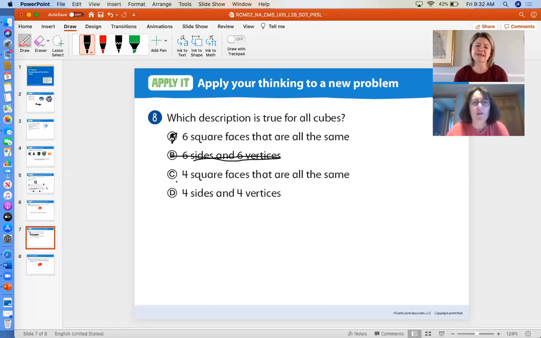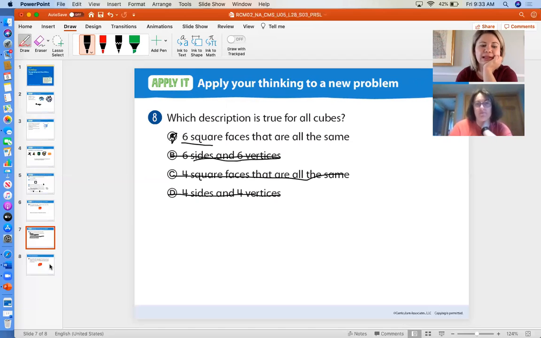Do all cubes have 4 square faces that are all the same? What did we say up here? They have 6 square faces. So we know that this can't be true. Do they have 4 sides and 4 vertices? Nope. That's a square. Or a rectangle. Right.